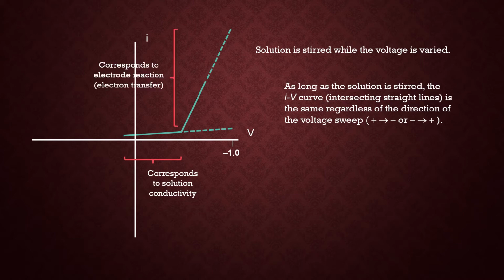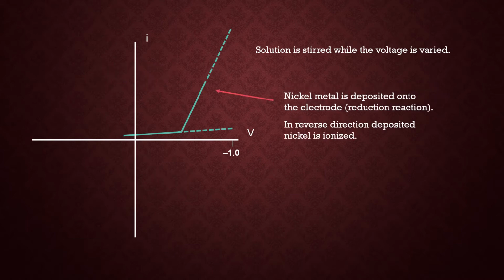The second linear section, as I mentioned, corresponds to the kinetics, the current resulting from the electrode reaction, electron transfer from the metal to the nickel in the solution, thus reducing it. We would see on the surface of the electrode the deposition of nickel metal. So again, the nickel metal is deposited onto the electrode, reduction reaction. If I reverse it, the nickel will also come off the metal, go back into solution.